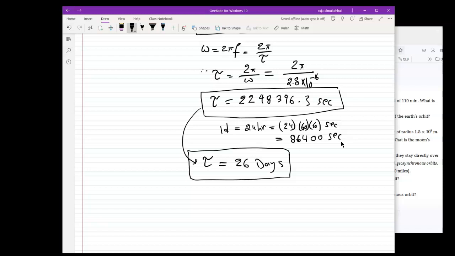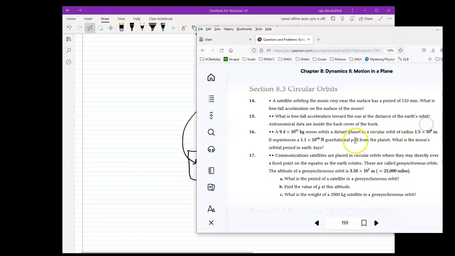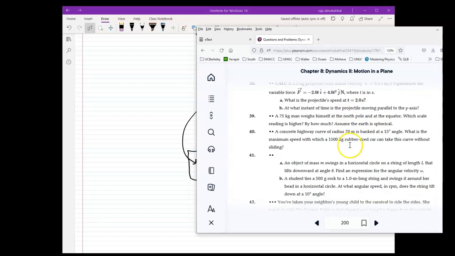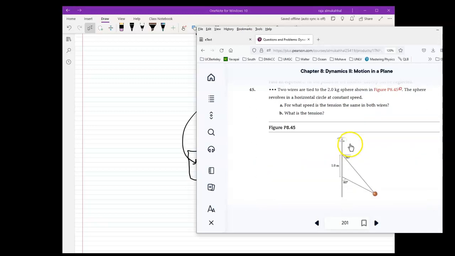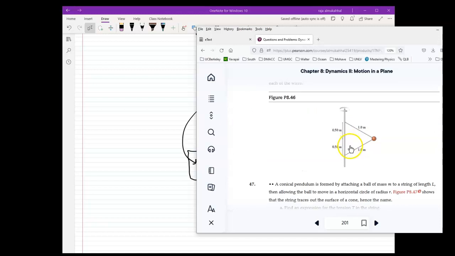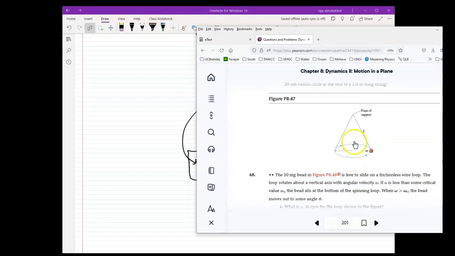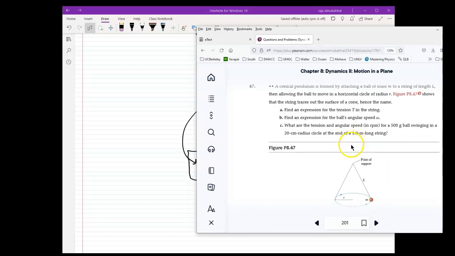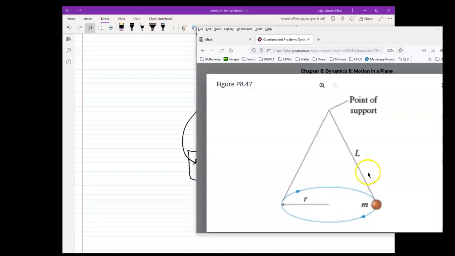One more problem and I will finish this video. Number 47 in the book. This one is a little bit toughy. It comes with a picture right here. This is the picture right here. Here it is if you want to pause the video and draw it.